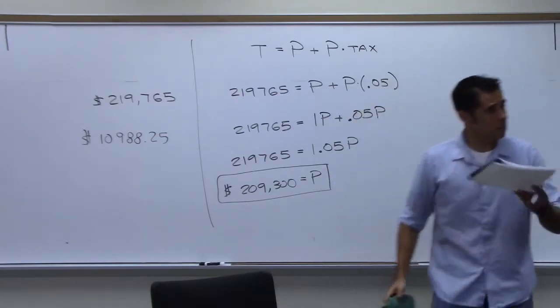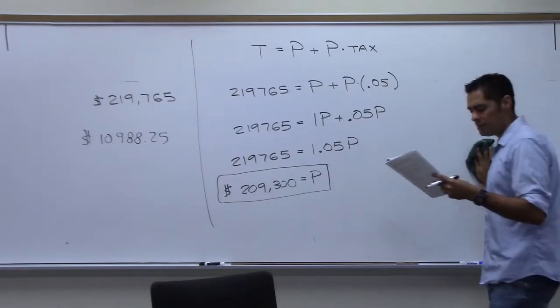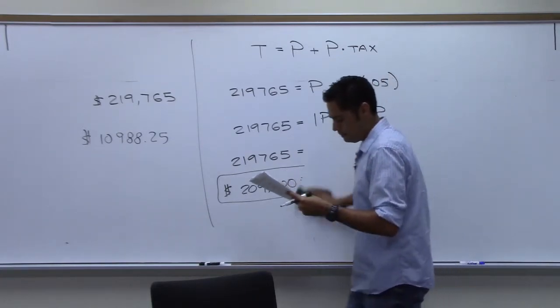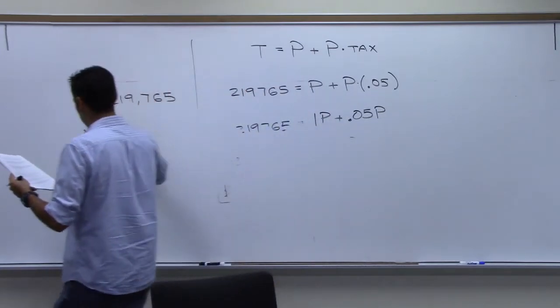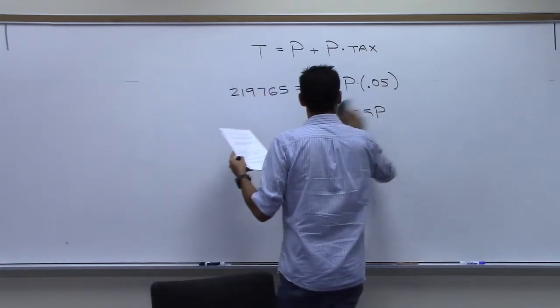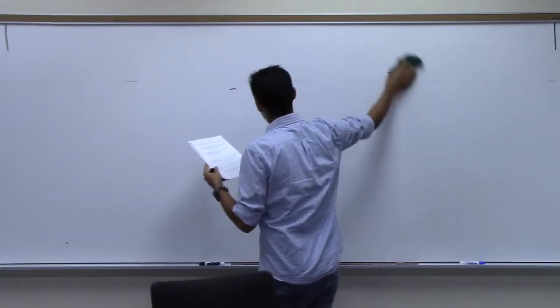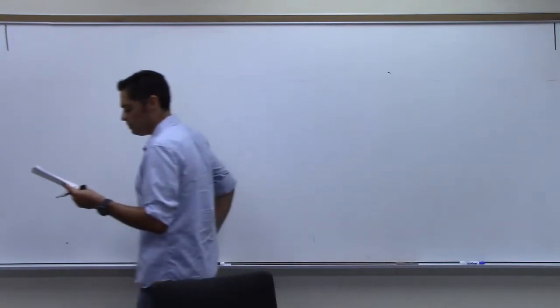All right, can we move on? Yep. All right, Steve needs to buy his sister a birthday gift from the mall. He sees a shirt that is normally priced $24.50, but it's on sale for 20% off. If the sales tax is 8.25%, how much will Steve pay for the shirt?